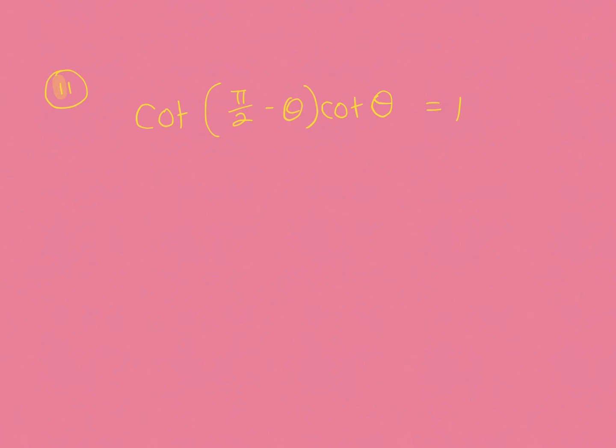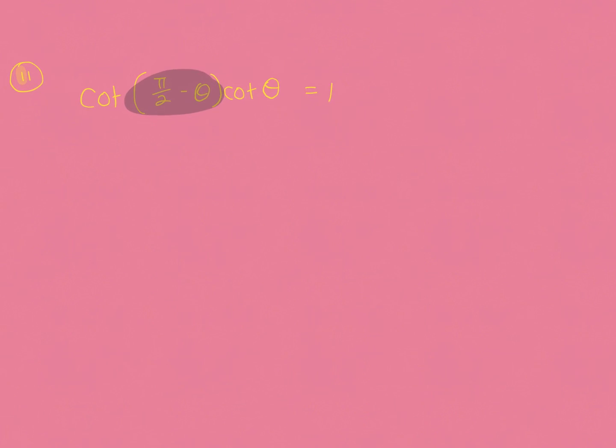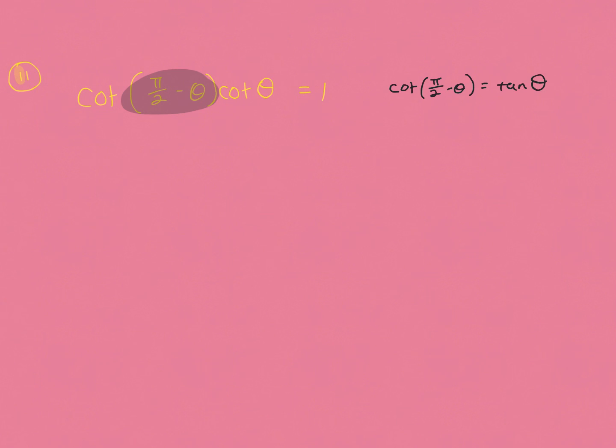This is number 11 on WebAssign. So yours might be different because the trig function might be different, but you're just going to do this one because it's the only one that has the pi over 2. As soon as you see a pi over 2 minus an angle, you're going to go to the cofunctions part of your reference sheet. The cotangent of pi over 2 minus theta equals what? Tangent of theta. So instead of cotangent of pi over 2 minus theta, we're going to write tangent of theta times cotangent of theta.